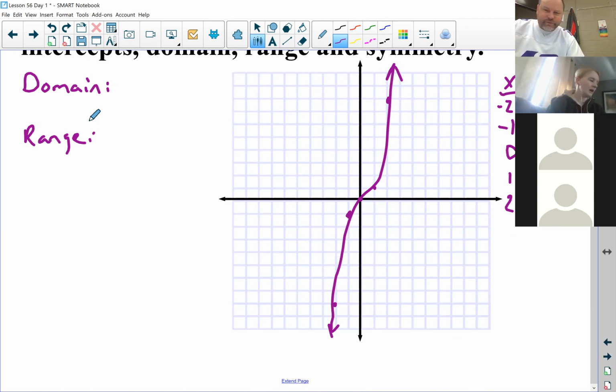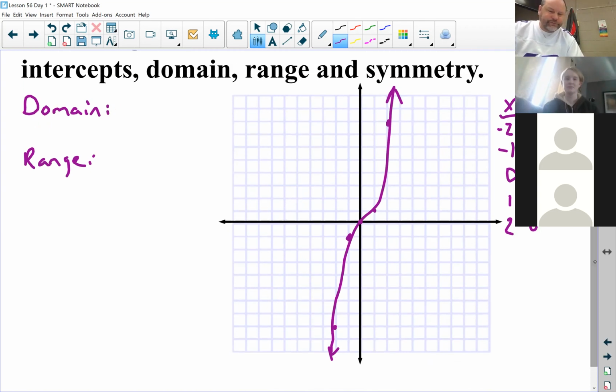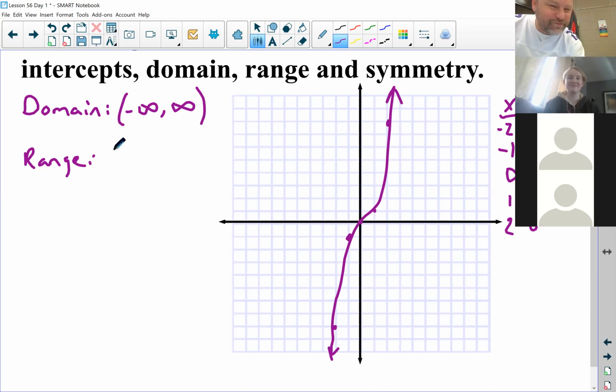Domain, what are the X values that we can use here? All real numbers. So if there's not a vertical asymptote, then we're going to have all real numbers. And what about the range? All real numbers, Mr. Gingrich? Yes, it's all real numbers. Perfect.